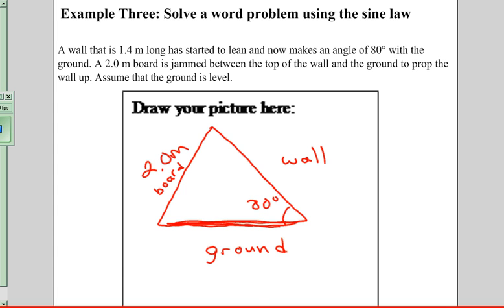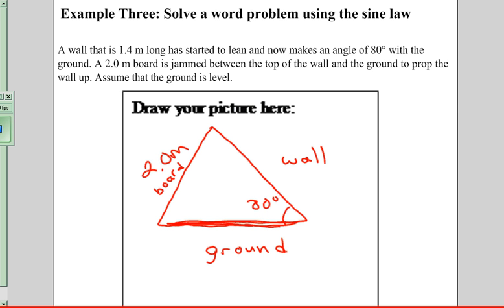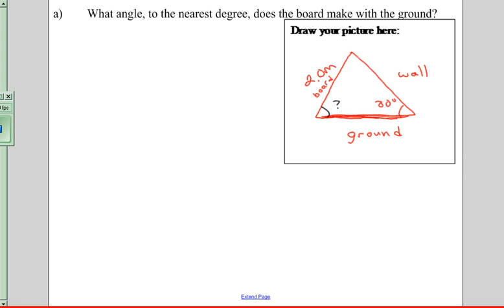First question. What angle to the nearest degree does the board make with the ground? The angle we're looking for is this angle here. And I'm just going to take a quick snapshot. Give me a second. Okay, so here's the diagram.